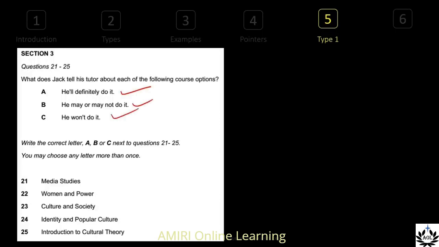So when they're playing the audio, they're gonna talk about something about this guy Jack and media studies. They're gonna, as we have heard in the audio, he might not do media studies for some reason. They'll explain the reasons. Second one, women and power. He might do it or he might not do it. Right? So the same way it will continue and you have to find the answer for each.